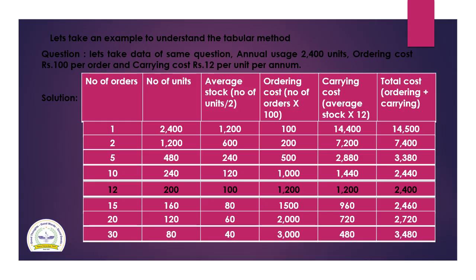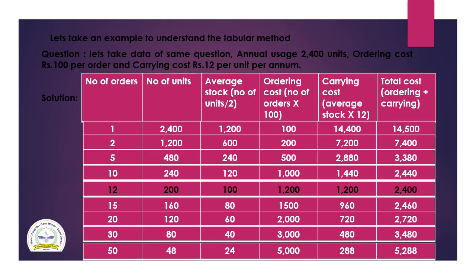If we take 30 orders, ordering cost comes to 3,000 and carrying cost comes to 480, so it comes to 3,480 total cost. If we take 50 lots, the number of units will be 48, ordering cost will be 5000 and carrying cost will be 288. The total cost will be 5288.